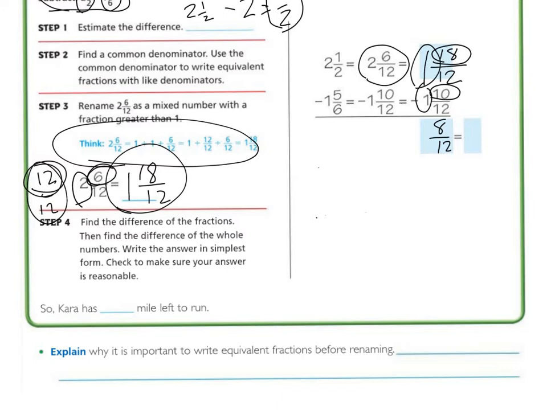I can reduce. 2 can go into 8 and it can go into 12. But so can 4, and 4 is a bigger number, so let's do that one instead. 4 goes into 8 2 times, and 4 goes into 12 3 times. So my final answer is going to be 2/3. So the difference that Kara has miles left to run is going to be 2/3.